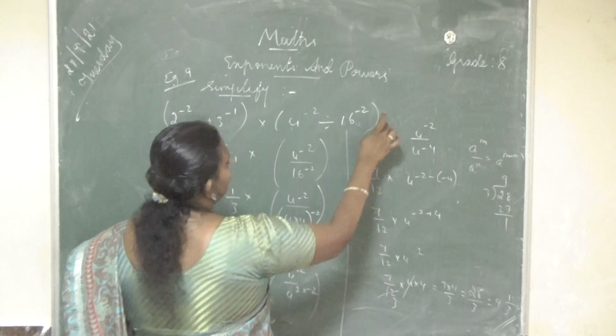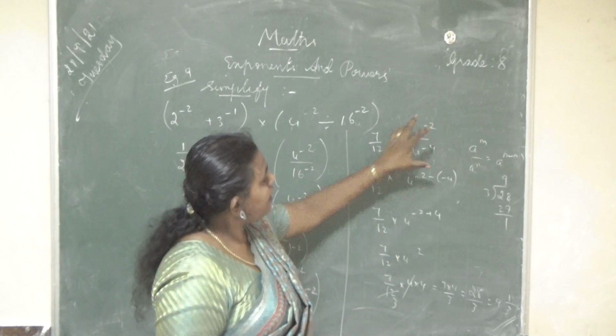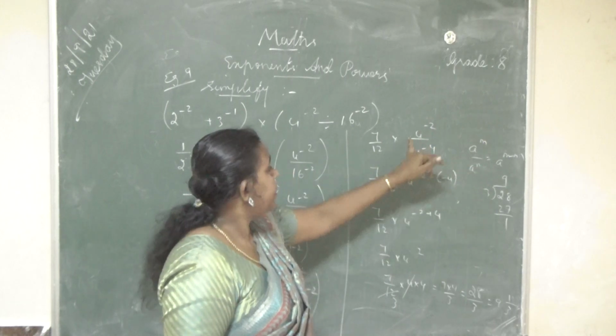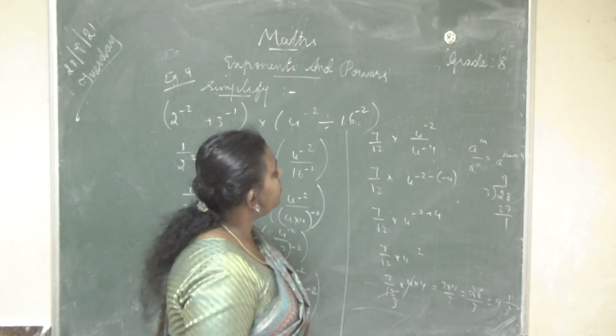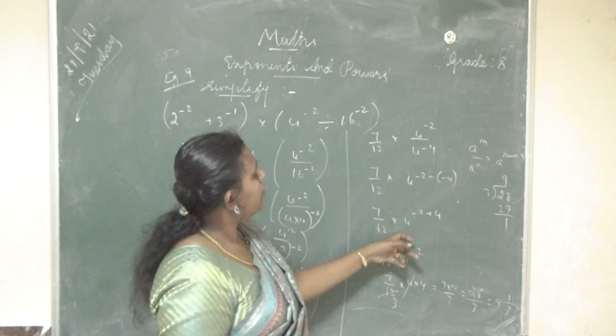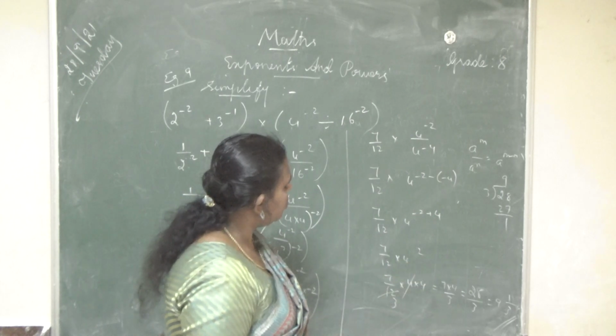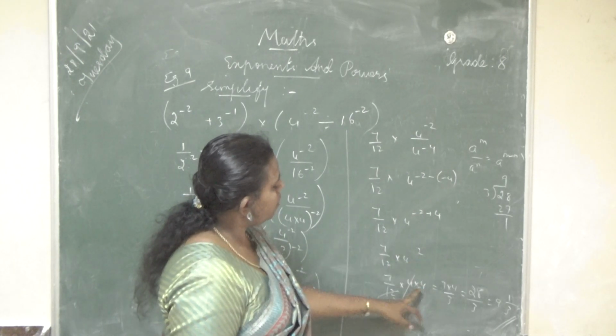7 by 12, how you got, you know. I added this, is it? So here I applied this law. I got a power m by a power n equal a power m minus n. That is 4 power minus 2 minus of minus 4. That is 4 power minus 2 plus 4. That is 7 by 12 into 4 power 2. So 4 power 2 means 4 into 4, is it.